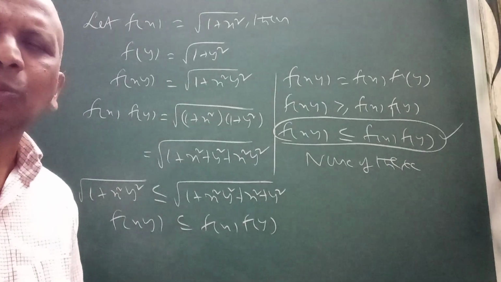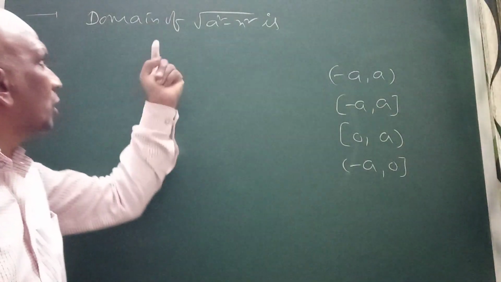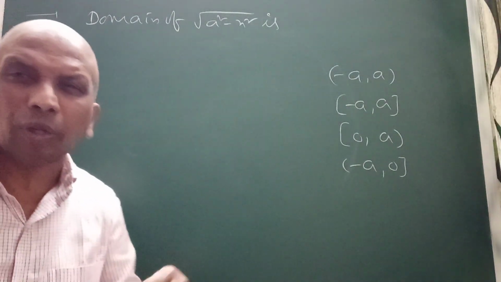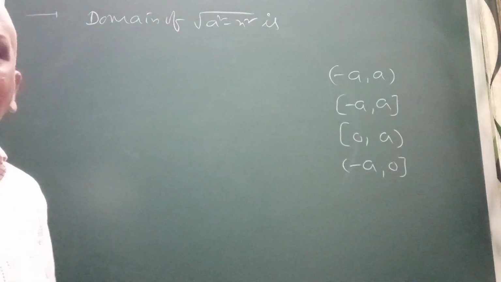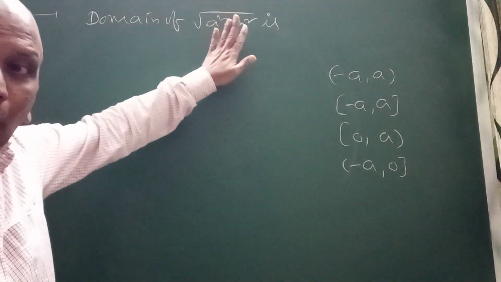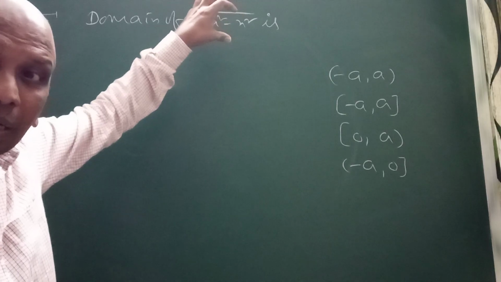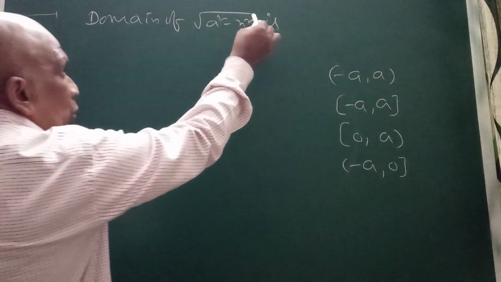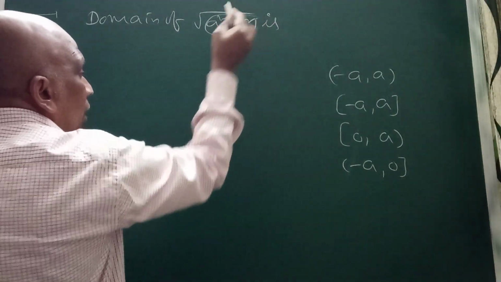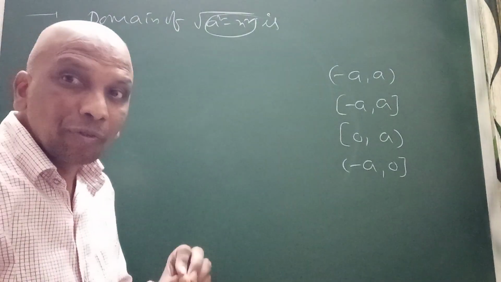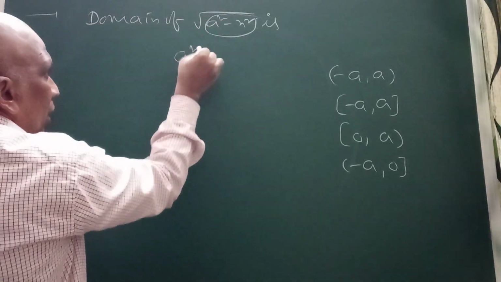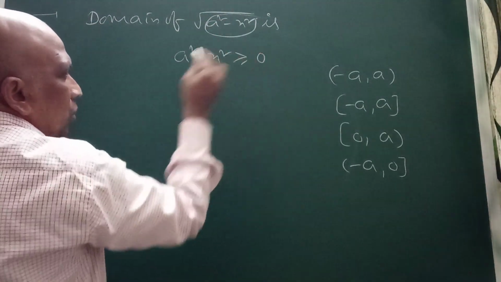Now I am going to the next problem. They are asking the domain of this one, right? Domain of root of a square minus x square. When they are asking the domain, first you think for what values this function exists, is defined. So we can see that inside the root, the value should be greater than or equal to 0. Then only we can define the function. So a square minus x square greater than or equal to 0.